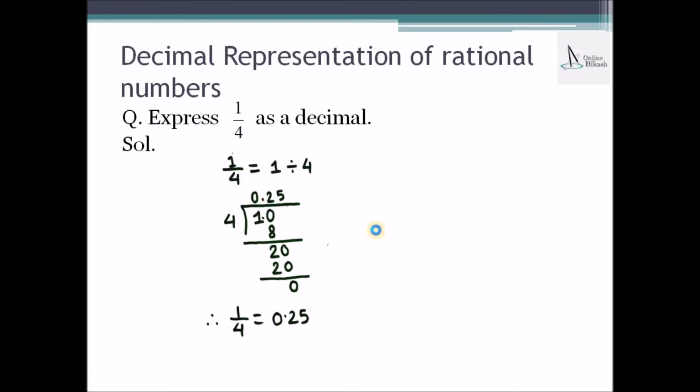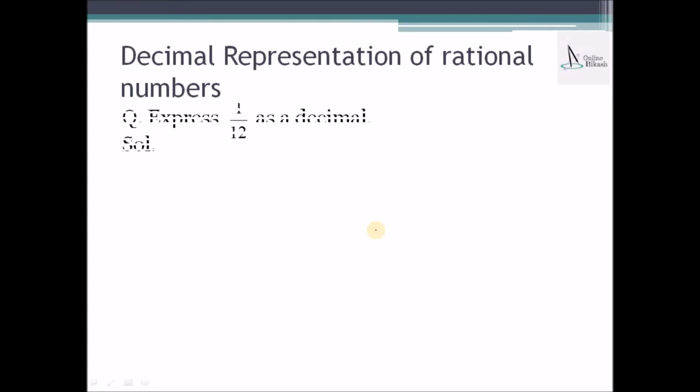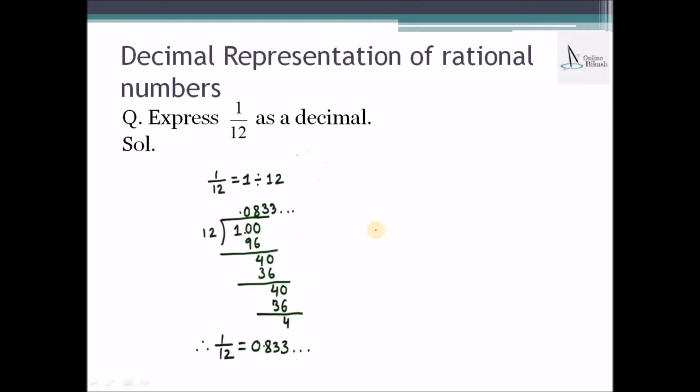Okay, see one more example. 1 by 12. In this case, we will try to represent 1 by 12 in its decimal form. As earlier I told you, 1 by 12 can be written as 1 divided by 12. So if you divide 1 by 12, you see, 1 cannot be divided by 12. Why? Because with a bigger number, you cannot divide a smaller number. In that case, you must introduce a point.